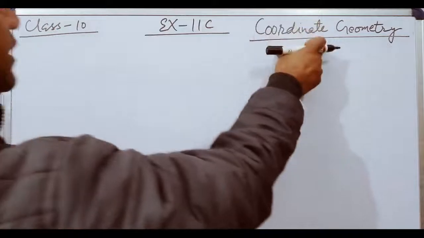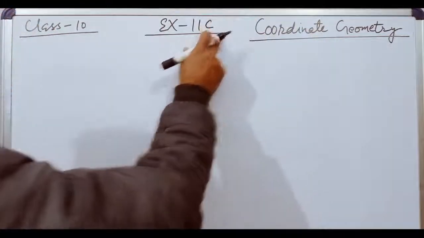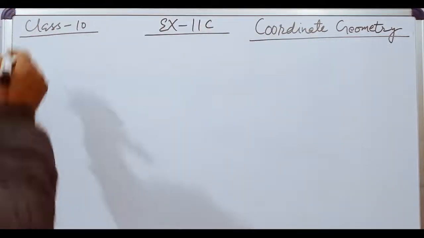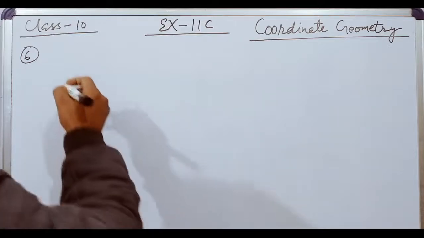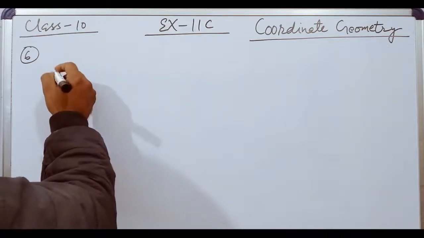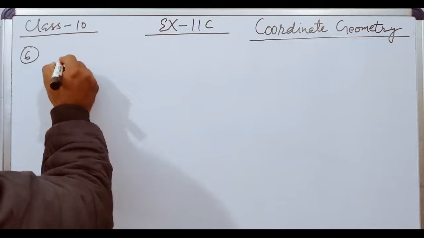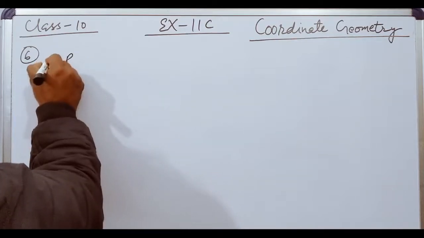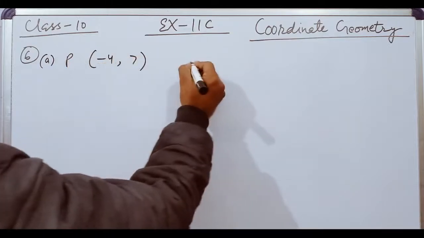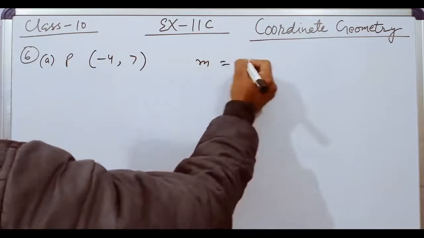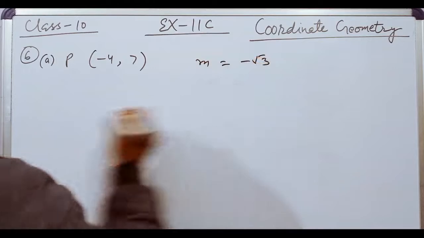Today I will teach you coordinate geometry exercise 11C. Now, question number 6. Find the equation of the straight line through the given point P having the given slope m, if part A: P is (-4, 7) and m equals minus square root 3.